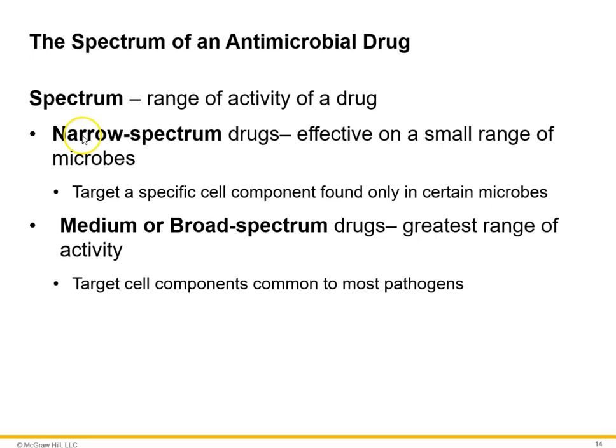Okay, so I mentioned the spectrum already. So the spectrum is going to be the range of activity of your given drug. You can have narrow spectrum drugs that are going to have a small range of microbes that they act on. And you can have broad spectrum drugs. These guys are going to act on a greater range of microbes. Now, how is spectrum determined? Well, you'll find that the narrow spectrum drugs are going to target a specific cell component that's only found in this small range of microbes. Whereas your broad spectrum drugs are going to target cell components that are found in most microbes.